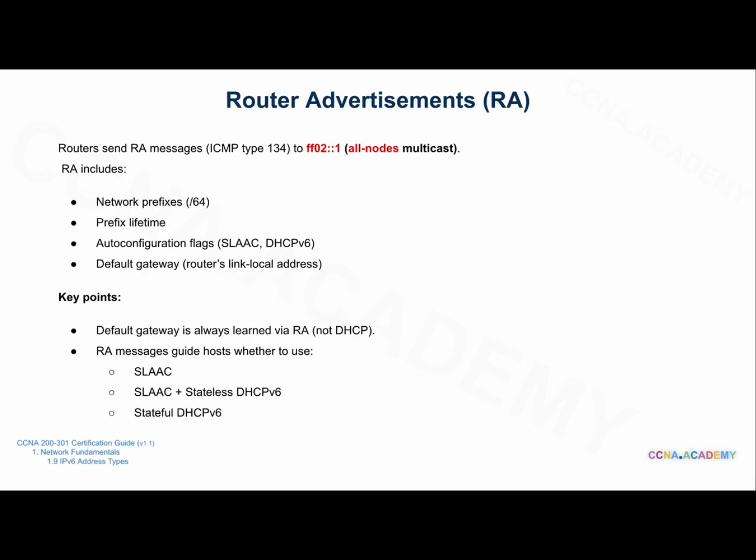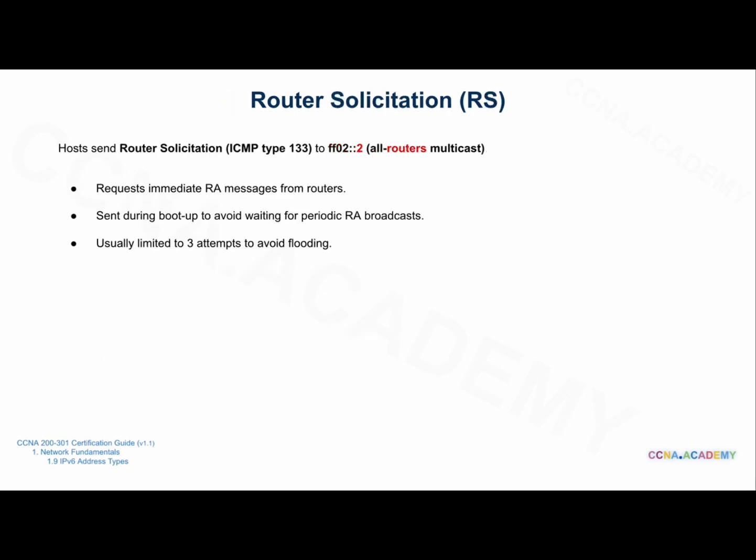Routers periodically send router advertisement messages to the multicast address FF02::1, which means all nodes. The RA includes the network prefix, prefix lifetime, autoconfiguration flags, and the default gateway. Remember, in IPv6, the default gateway is always learned through RA, not through DHCP. These messages tell hosts whether to use SLAAC, stateless DHCPv6, or stateful DHCPv6 to configure themselves.